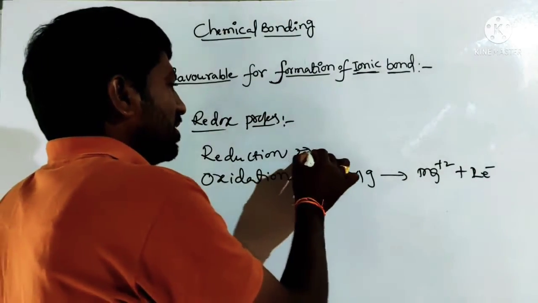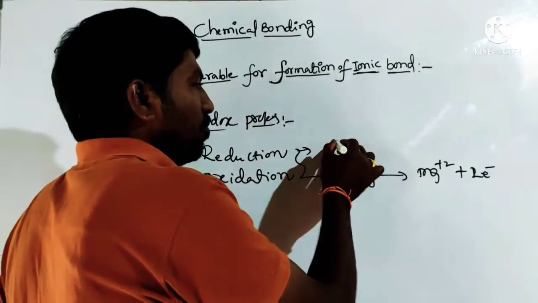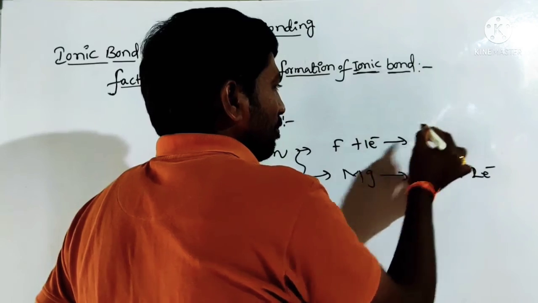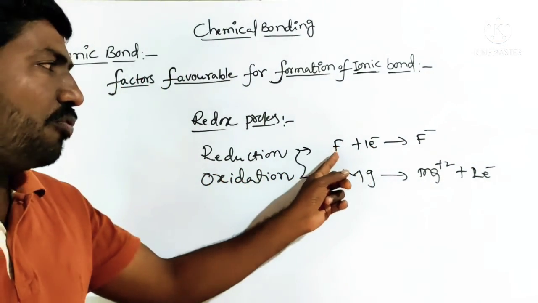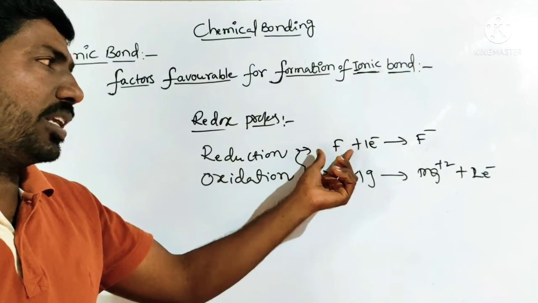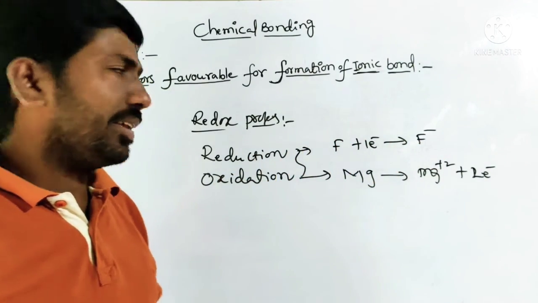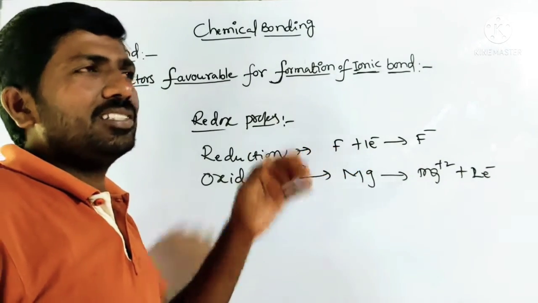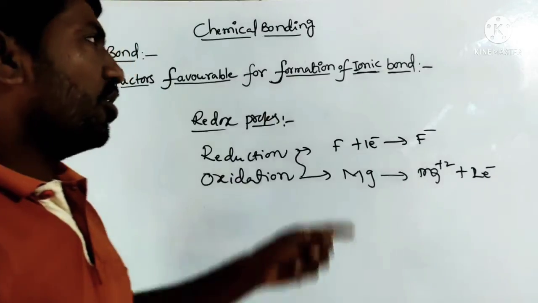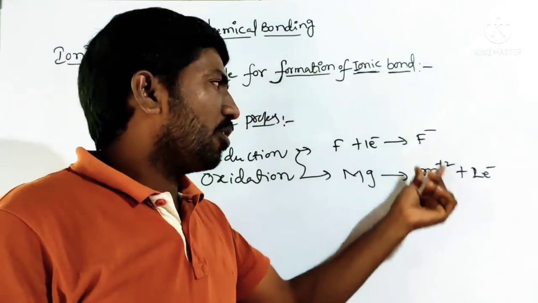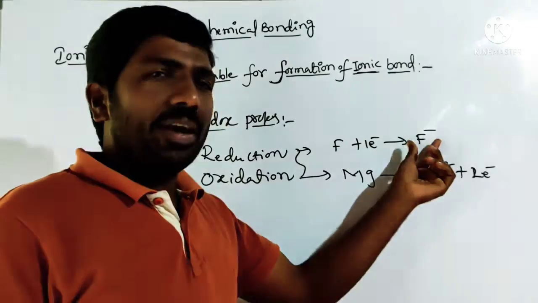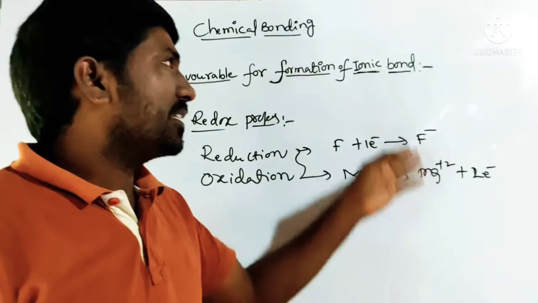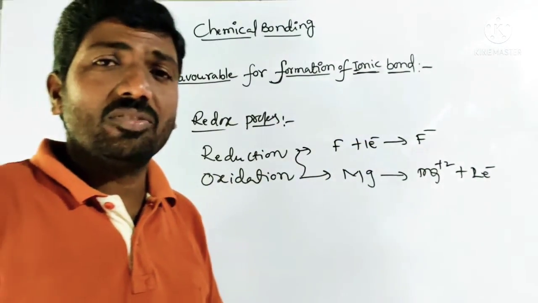Next, reduction means gain of electrons. F plus 1 electron gives F minus. Here addition of 1 electron to a neutral atom is reduction. When reduction and oxidation take place, we call it a redox process. Where does it happen? In ionic bond formation. Ions are formed, Mg2+ and F minus, and the bond between both is known as an ionic bond.